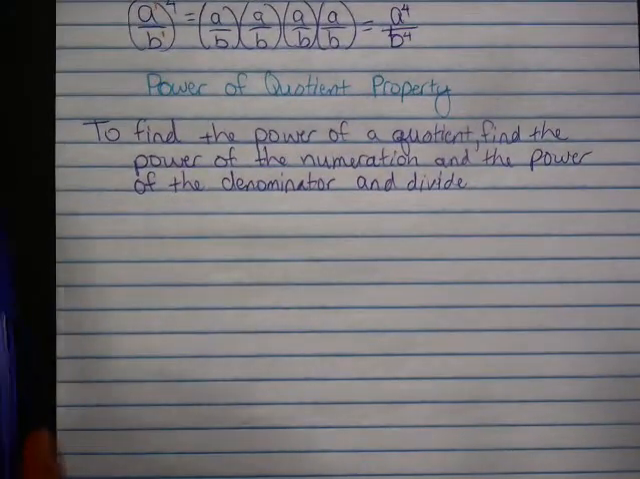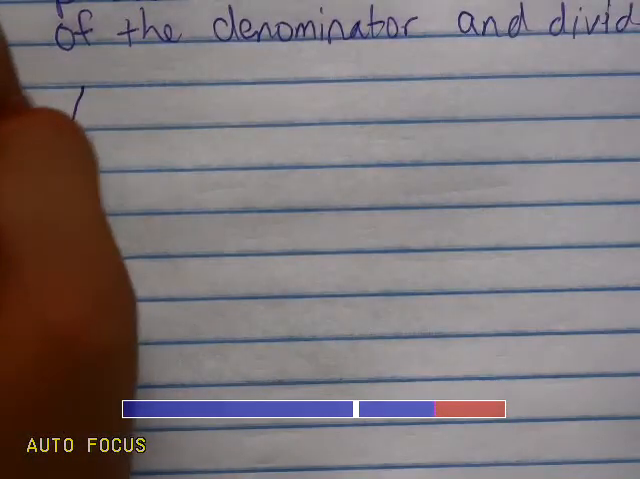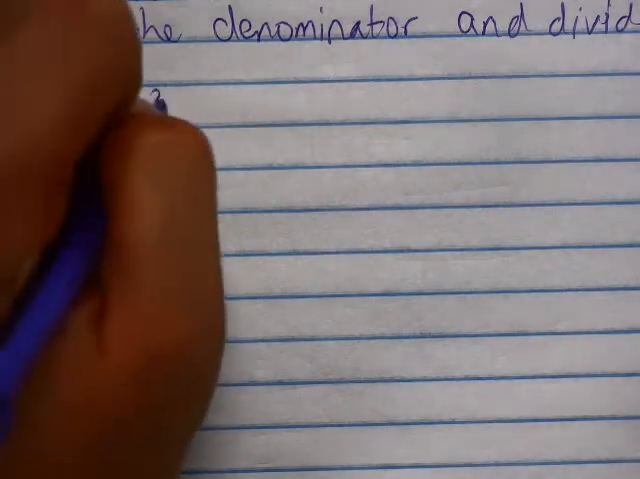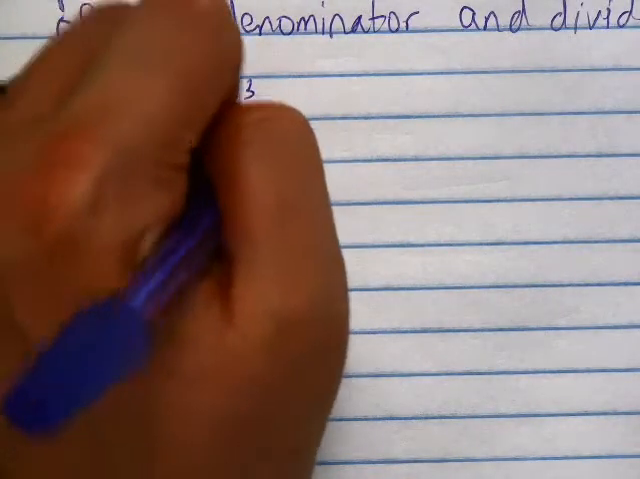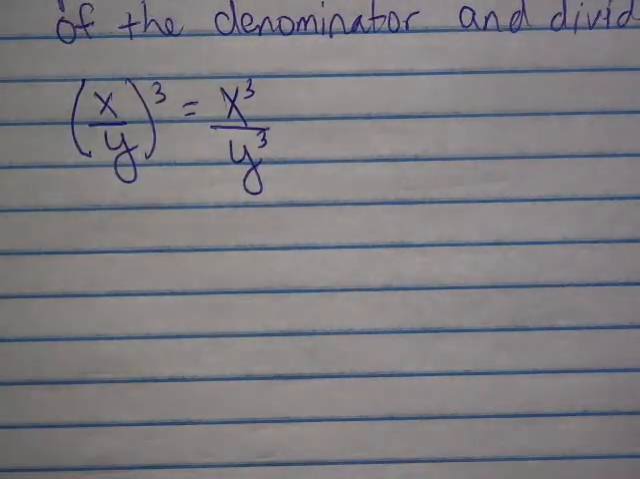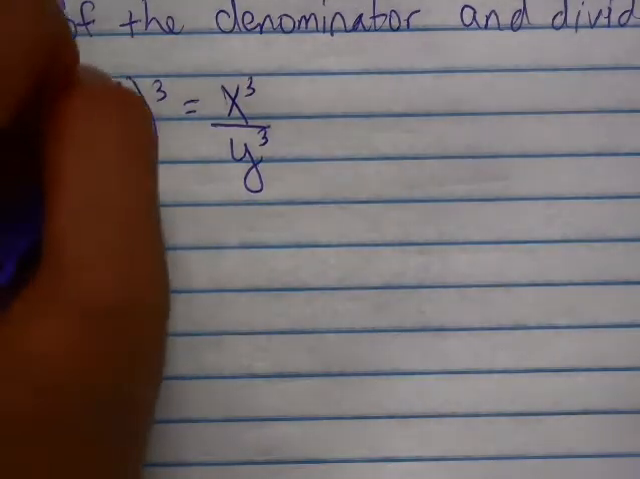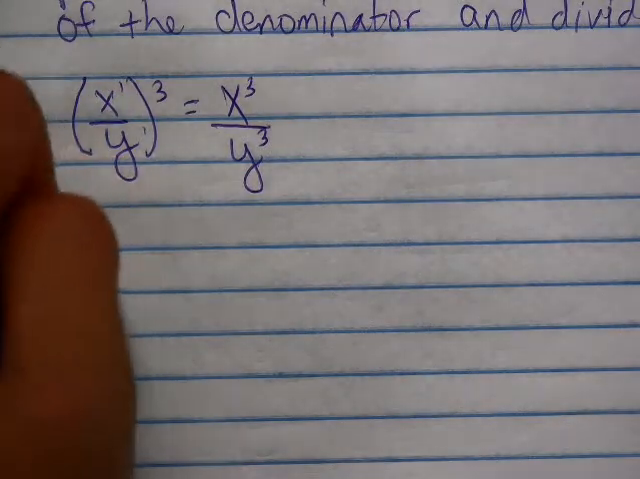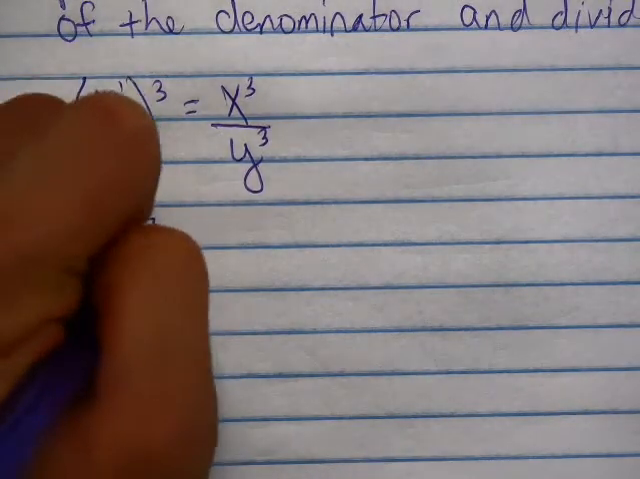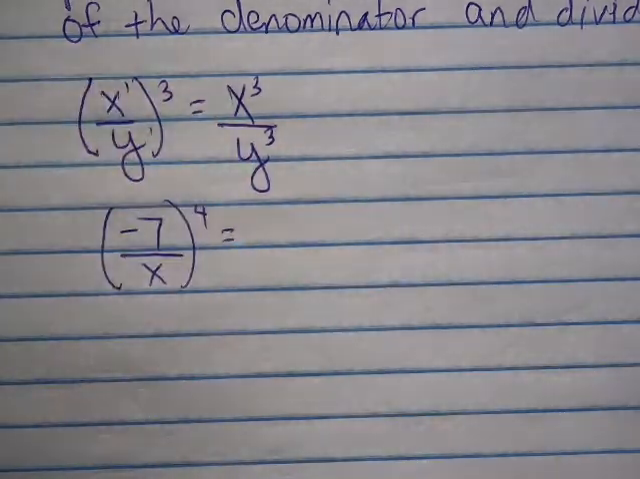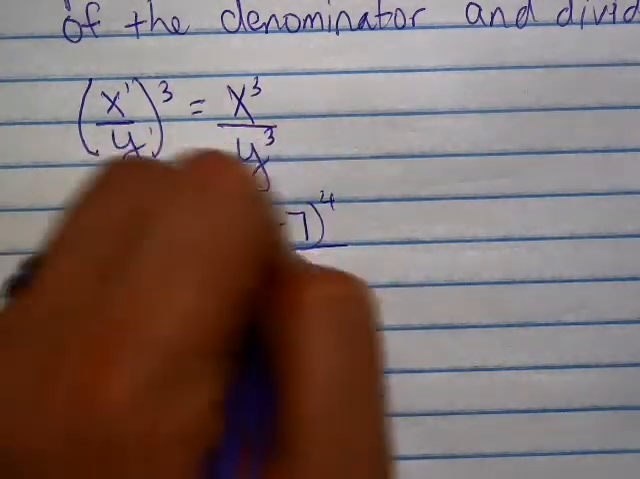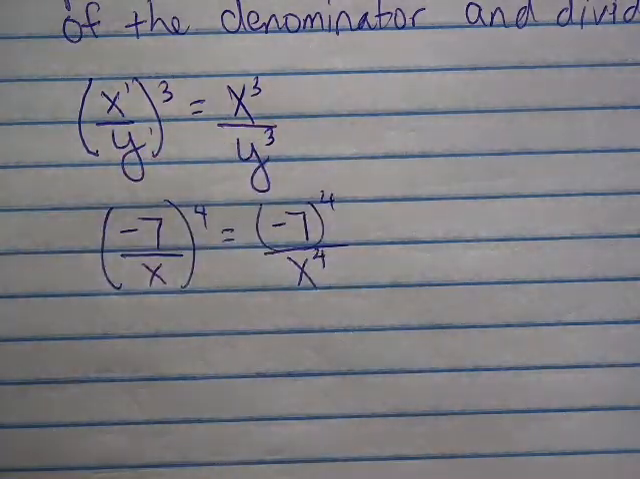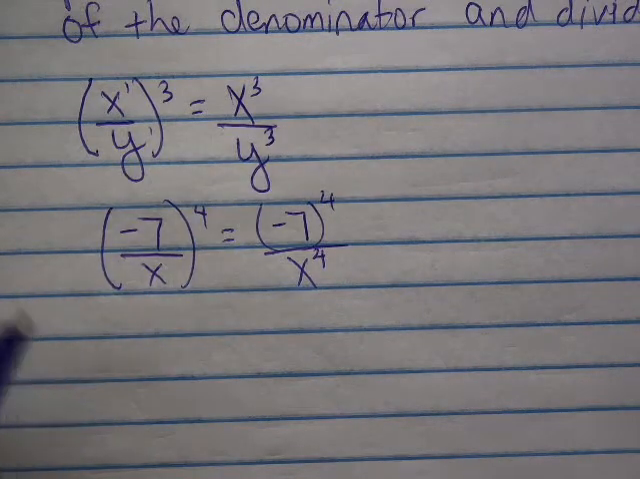So let's just do a couple quick examples. So I have x over y cubed, and that is just x cubed over y cubed, just because those are 1s, so that's it. So let's try one more. Negative 7 over x to the 4th. So it's negative 7 to the 4th over x to the 4th. As long as I remember to put it for every term, I'm done.